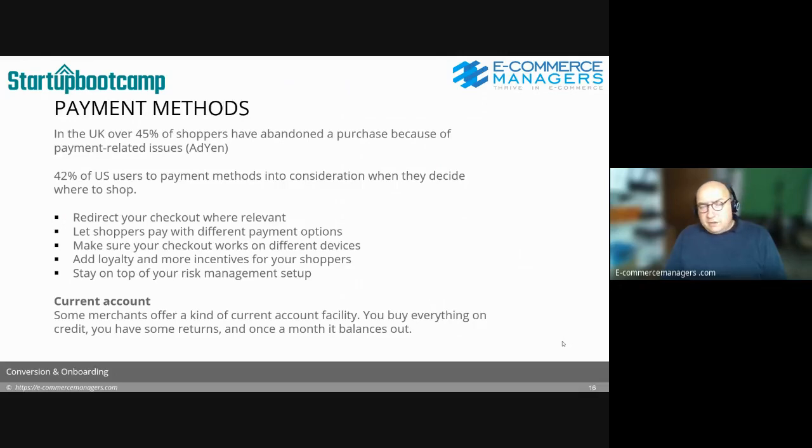Some merchants offer a kind of current account facility. So you buy once a month, you buy all the outstanding orders. And of course, if you do a lot of transactions with such a business, you will also have some returns, so it gets balanced out. And once a month, you have to pay. And of course, they often also offer credit facilities. So it's really something that can increase your conversion rates, especially in e-commerce.